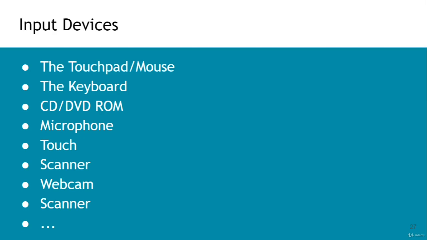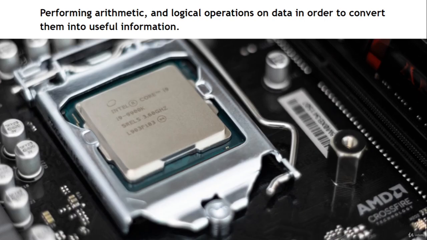We can have a lot more, of course, like a joystick or something that you play games with. So that's called input devices. It's the process of giving the computer some data for the next step. And the next step is the CPU, or Central Processing Unit.